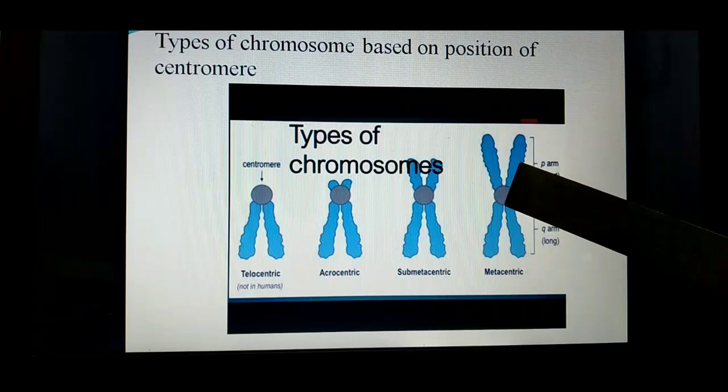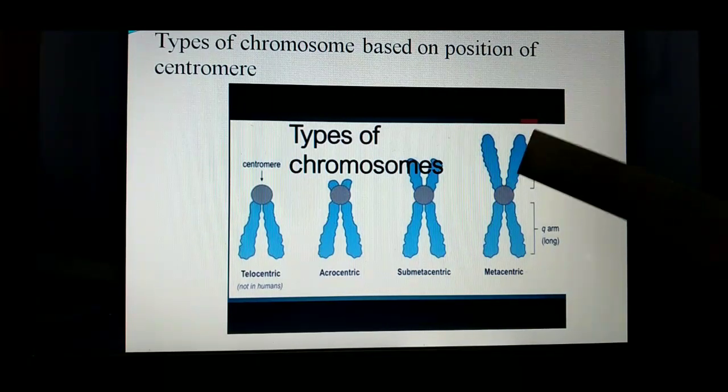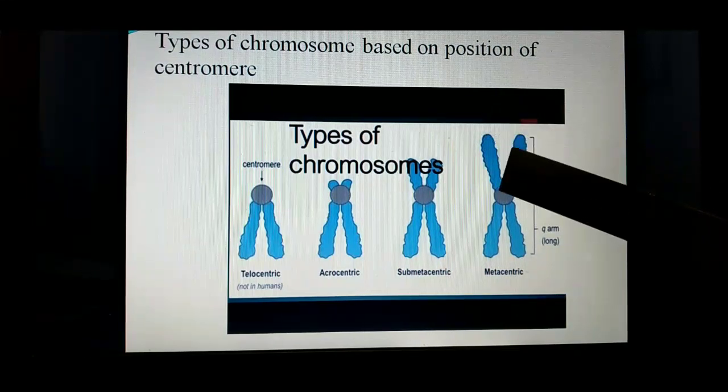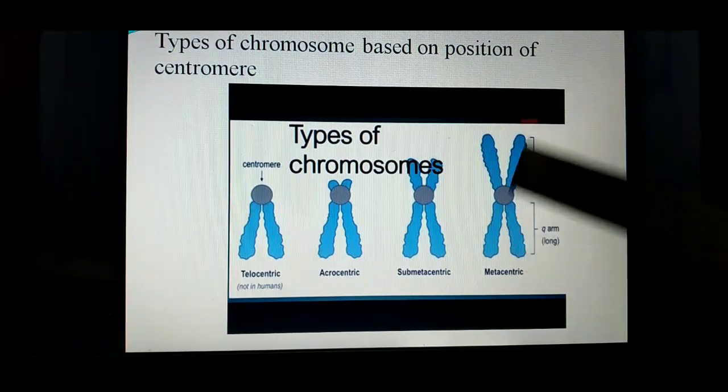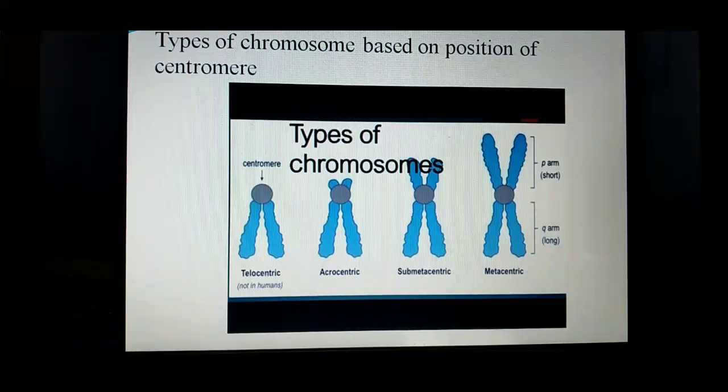The next is metacentric. In metacentric, the centromere is present exactly at the center. So it is V-shaped. Both the arms are equal in size. And this is a V-shaped chromosome.